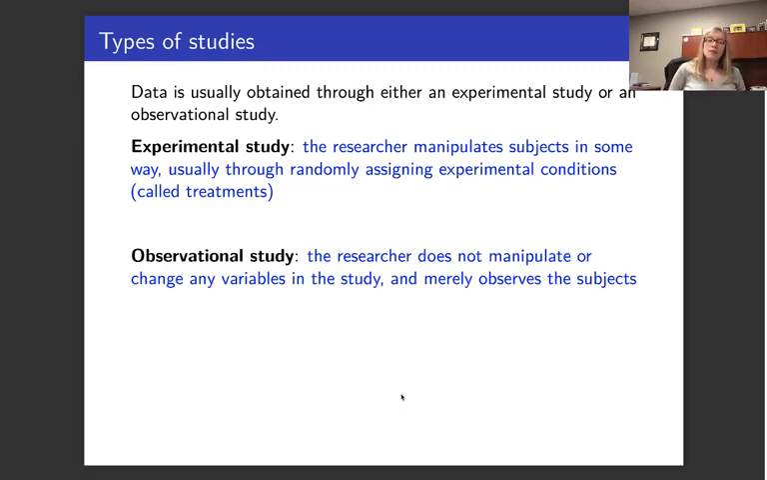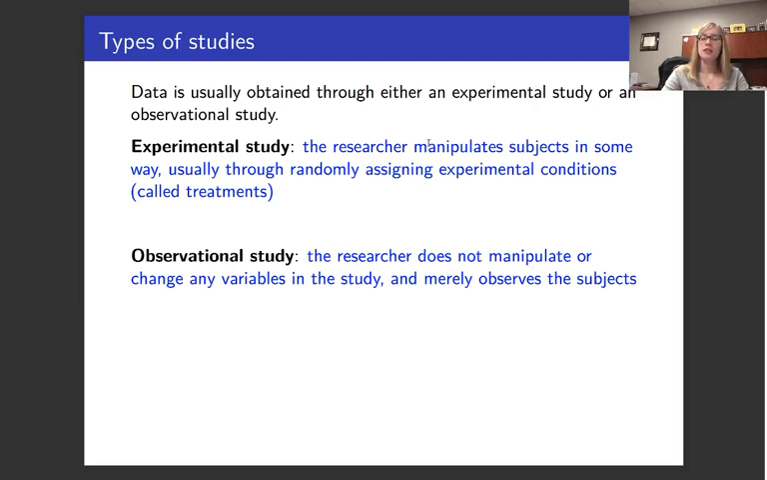So I also want to talk a little bit about types of studies, how we can collect data. Data in the health sciences is usually obtained through either an experimental study or an observational study. So in an experimental study, the researcher manipulates the subjects in some way, usually through randomly assigning experimental conditions. And we'll talk a lot in this class about how to set up experimental studies. Sometimes, though, for whatever reason, we can't do an experimental study, in which case we may choose an observational study instead. In an observational study, the researcher does not manipulate or change variables in the study, merely observes.